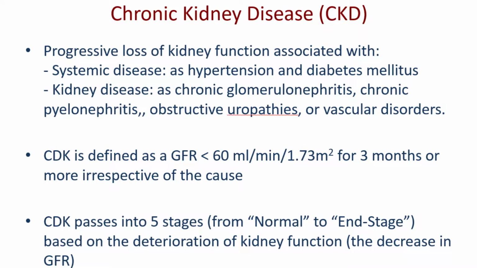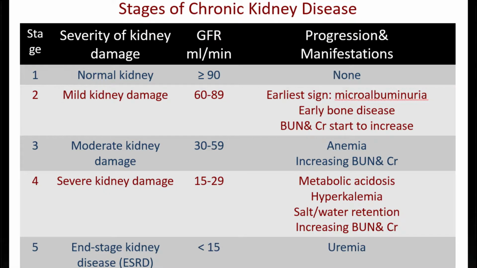So chronic kidney disease is a progressive loss of kidney function associated with systemic diseases such as hypertension and diabetes, or kidney diseases like chronic glomerulonephritis, chronic pyelonephritis, obstructive uropathies, vascular disorders. And here we're going to have a glomerular filtration rate less than 60 mL per minute for 3 months or more, irrespective of the cause. Chronic kidney disease can pass into 5 stages, from normal kidney function to the end stage kidney condition, based on the deterioration of kidney function, based on the decrease in GFR.